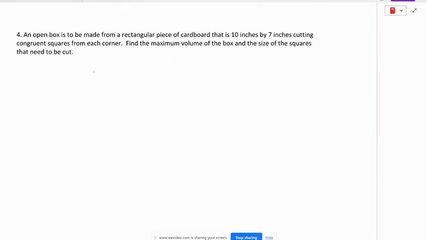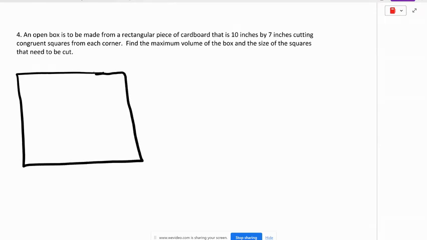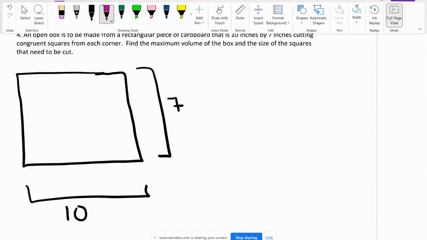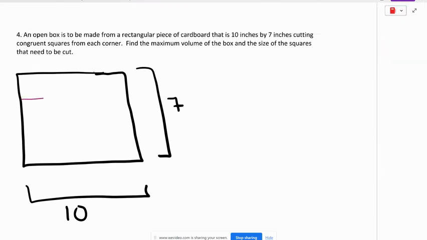This is very similar to what we did last time, right? We have our box, our rectangular sheet. And what are the dimensions of this sheet? 10 by 7. But what are we doing to this sheet? Cutting out squares from each corner. Do we know how big these squares are? X. X, very good.